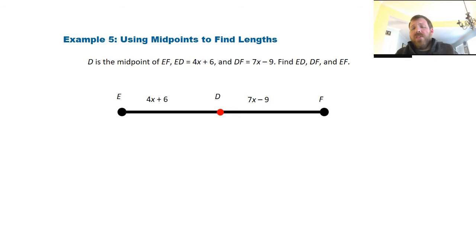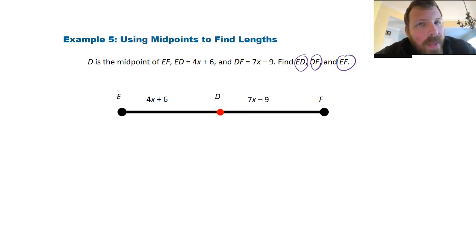All right, so let's look at an example of midpoint and how it's used. Let's just read this. D is the midpoint of EF. ED is 4x plus 6, and DF is 7x minus 9. We need to find ED, DF, and EF. To do that, we need to first recognize what we're trying to do. We're looking for the distances of all of these.